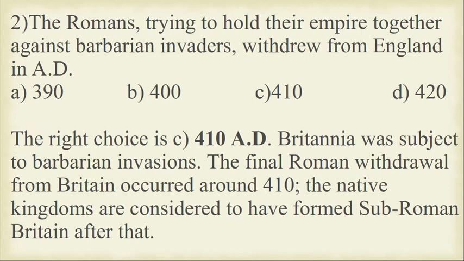Britannia was subject to barbarian invasions. The final Roman withdrawal from Britain occurred around 410. The native kingdoms are considered to have formed sub-Roman Britain after that.